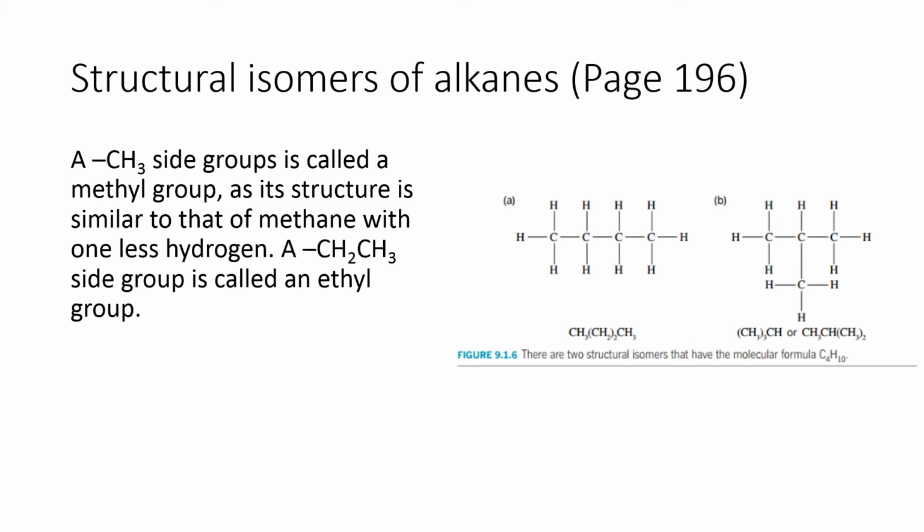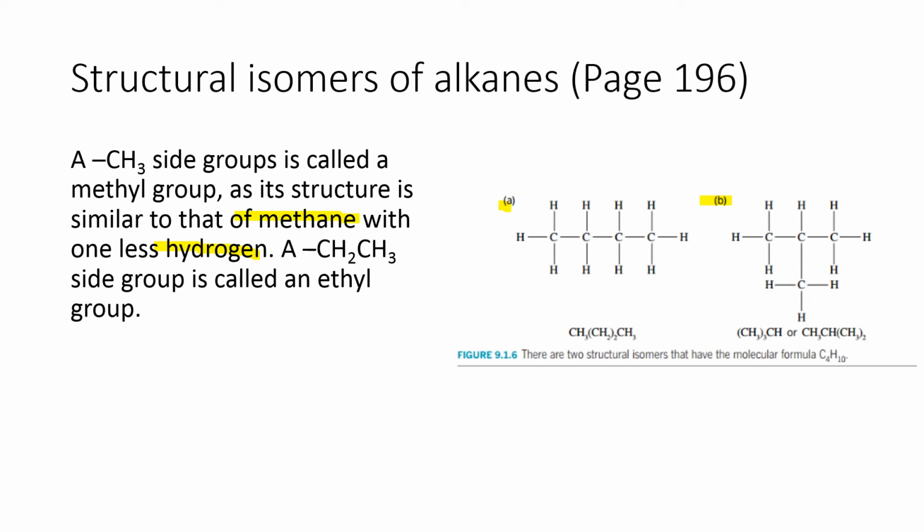So it says here, a CH3 side group is known as a methyl group, as its structure is similar to that of methane with 1 less hydrogen. So if you look at this particular diagram here, you can see that there's A and there's B. A and B have the same molecular formula. They are both the same alkane. You can count the number of carbons: 1, 2, 3, 4 on A, 1, 2, 3, 4 on B. We know that both of them have the same molecular formula, which is C4H10. But what is different between them is that they are structural isomers of one another, which means that there's a difference in terms of the arrangement of the atoms.